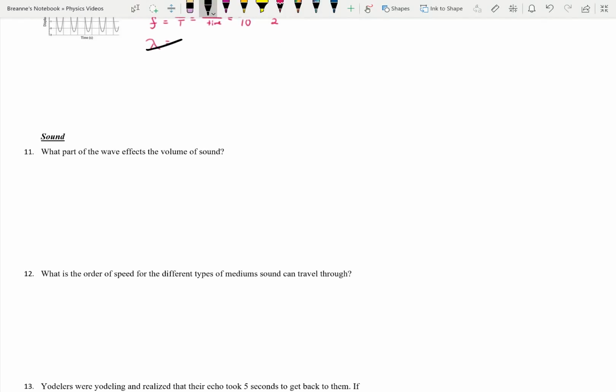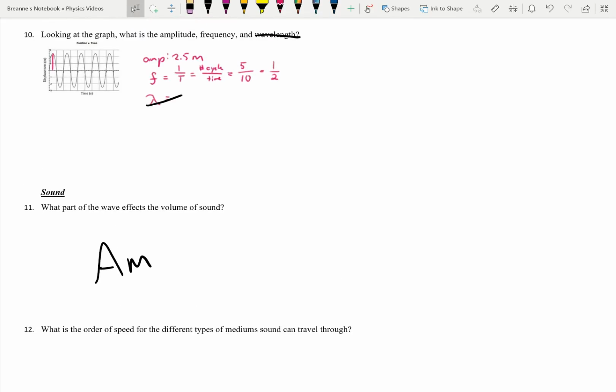So sound, what part of the wave affects the volume of the sound? That will be your amplitude. Amplitude represents the volume of sound. So the bigger the amplitude, the bigger the sound. The smaller the amplitude, the smaller the sound.